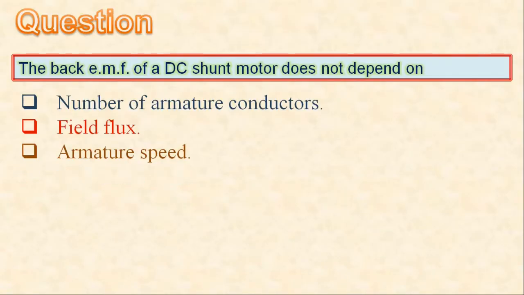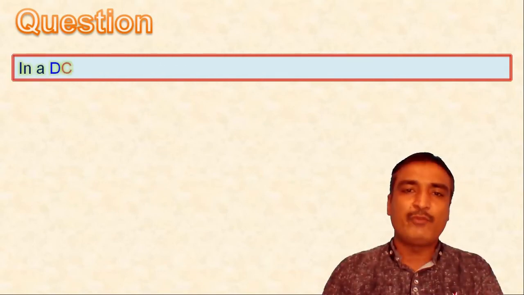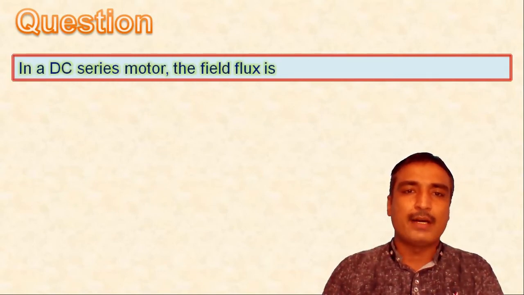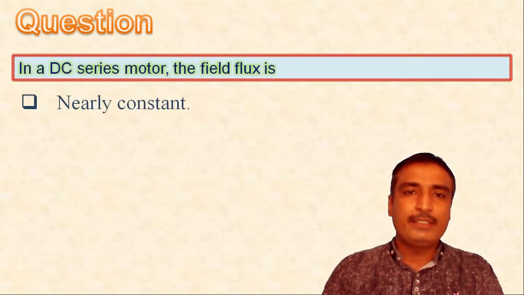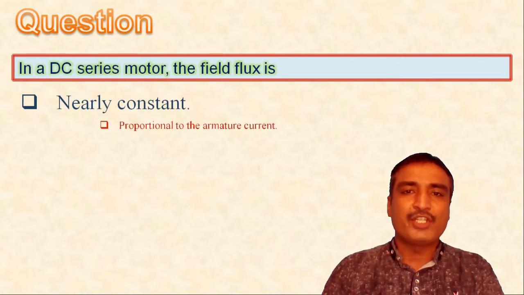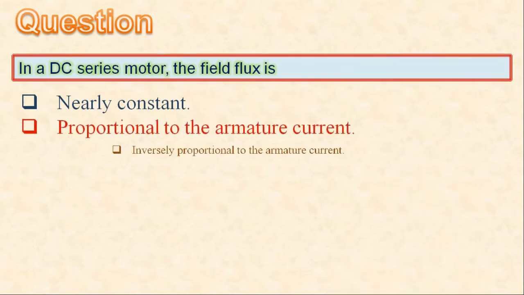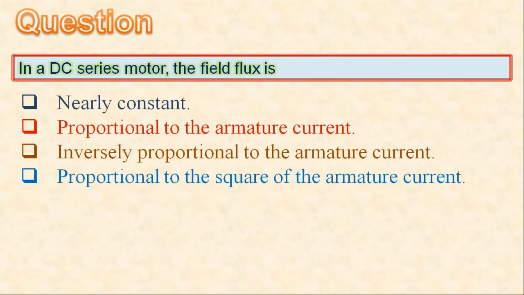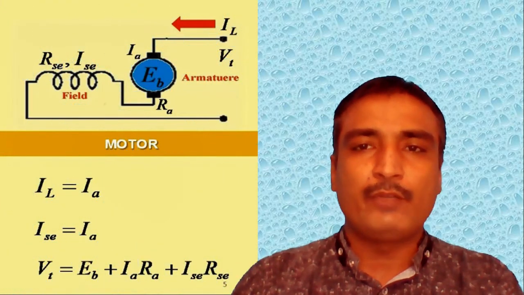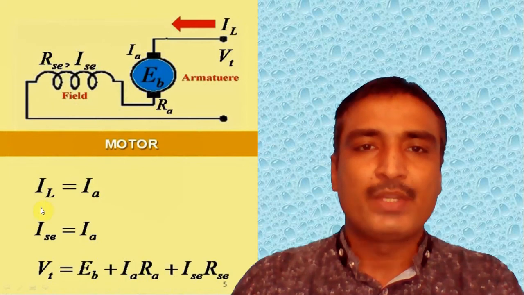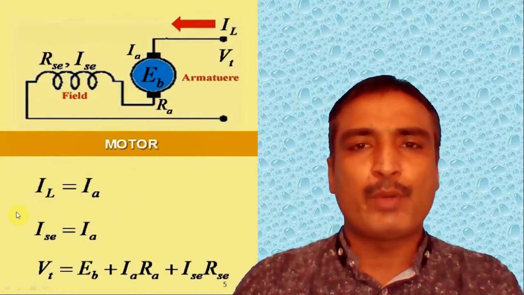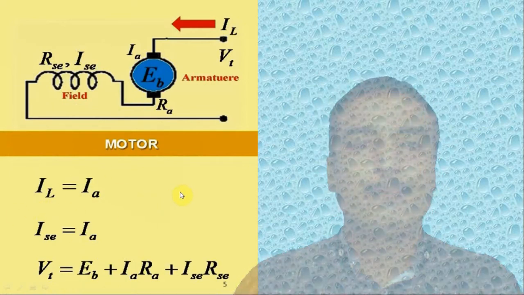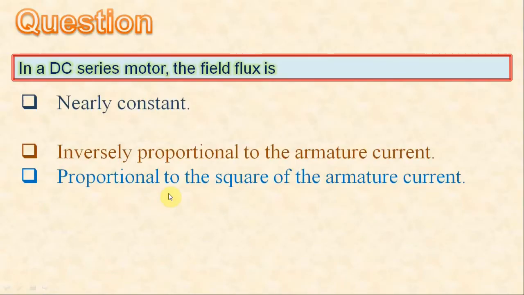Next question is, in a DC series motor the field flux is, the options are nearly constant, proportional to the armature current, inversely proportional to the armature current, proportional to the square of the armature current. Actually, in a DC series motor, the current equal to the armature current flows through the series field winding. Clearly, the field flux is proportional to the armature current. So, the second option is the correct answer.